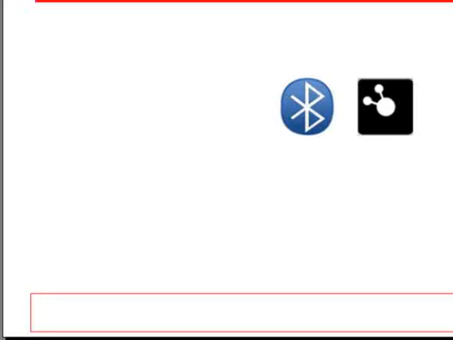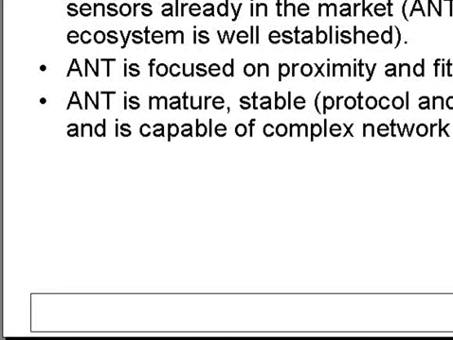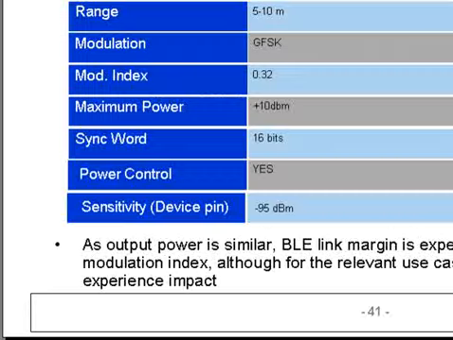That concludes the single mode ANT session. The next couple of slides do a very high level comparison of ANT versus Bluetooth Low Energy. Both ANT and Bluetooth are point to multipoint standards. Bluetooth Low Energy does enjoy Bluetooth 4.0 support, and thereafter may have a wider deployment starting 2012. ANT provides immediate access to 15 million nodes of ANT sensors that are already in the market. ANT has been extremely focused on proximity and fitness-based applications and is an extremely mature, stable protocol capable of supporting complex network topologies.